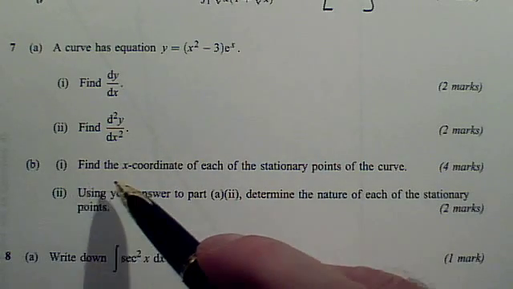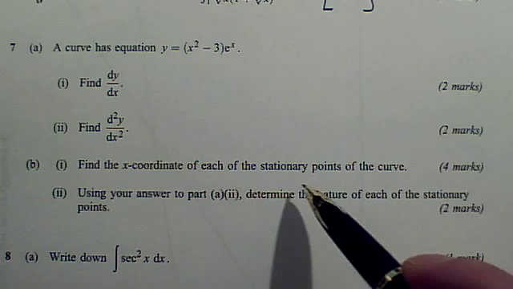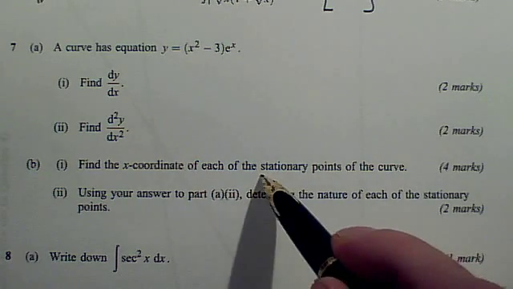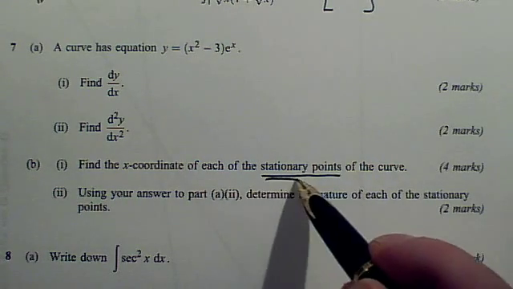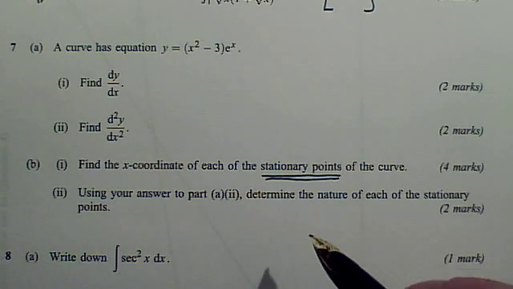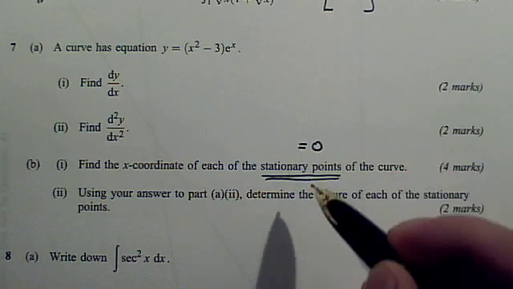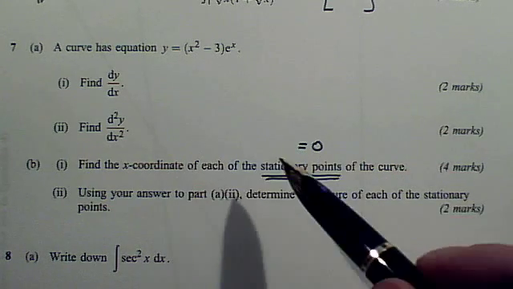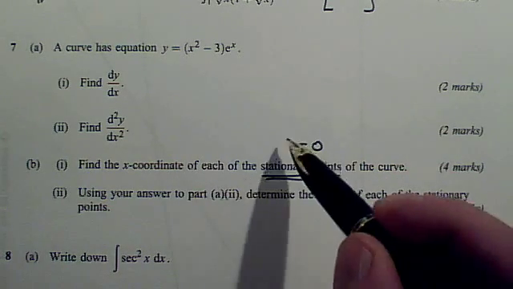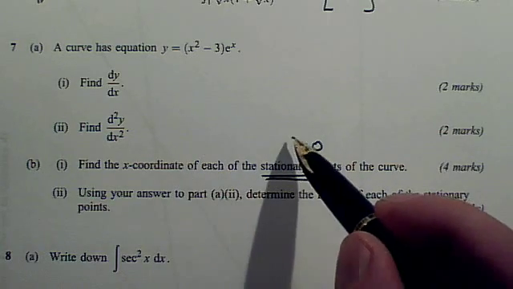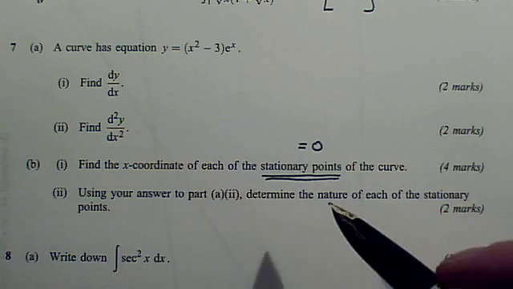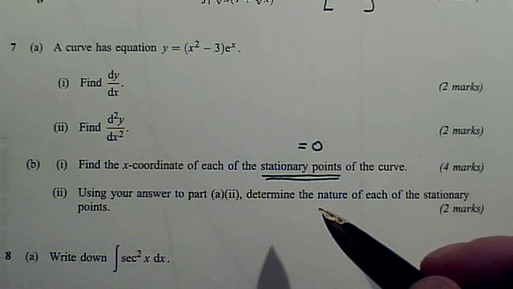In part b(i) we've got to find the x-coordinate of each of the stationary points on the curve. Now stationary points, you'll remember from Core 1 and Core 2 and Core 3, means that a certain thing is going to equal 0. And then, when you look at that particular thing, you'll have more than one term here, and what you'll need to do is spot a common factor.